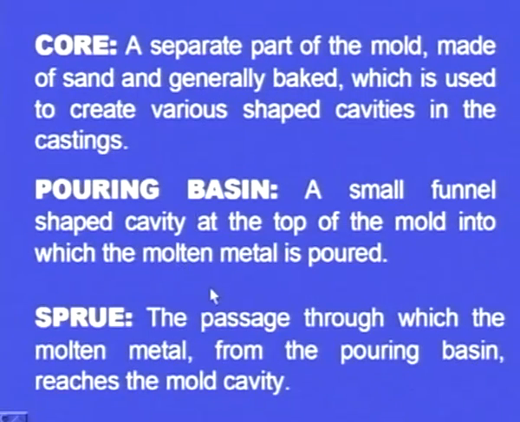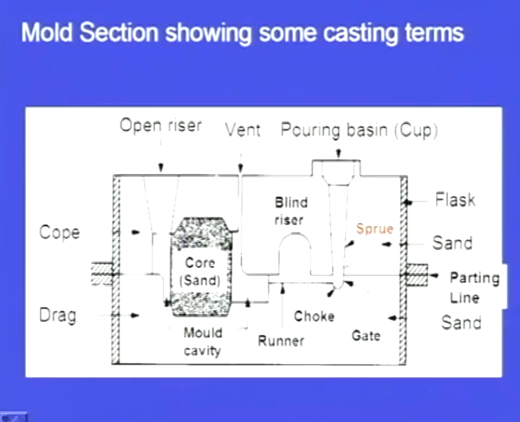Next one, sprue. It is the passage through which the molten metal from the pouring basin reaches the mold cavity. So, this is the sprue. This is the pouring basin, and this is the sprue, the vertical passage. The molten metal will pass from the pouring basin through the sprue, reach this choke area, then pass through the runner, and then fall into the cavity.